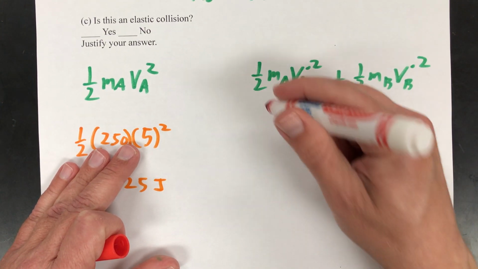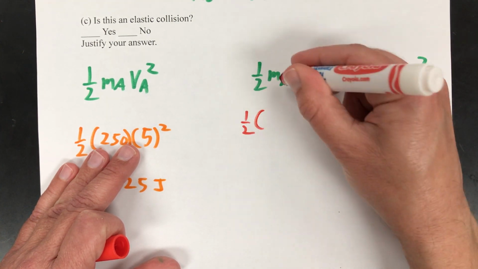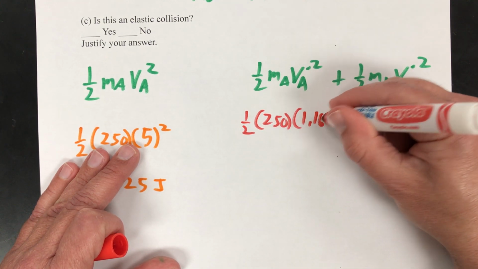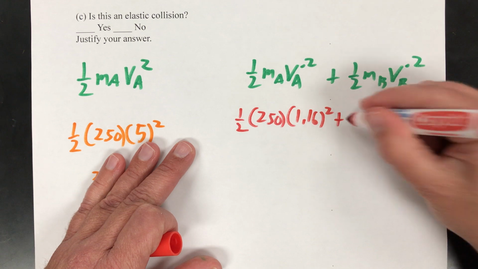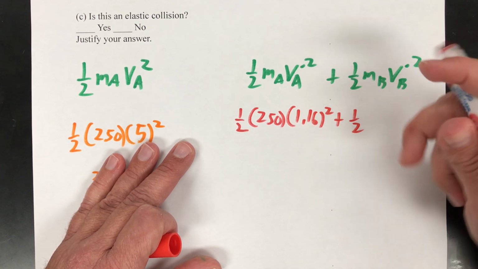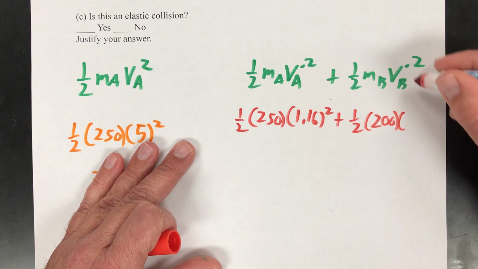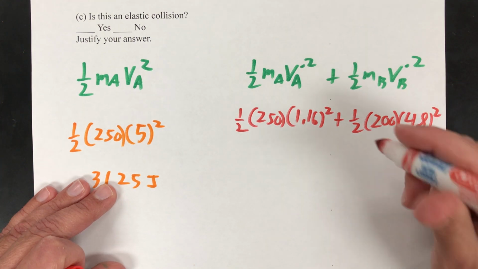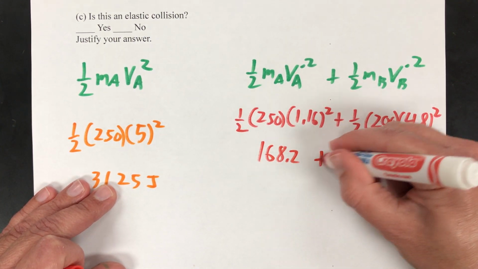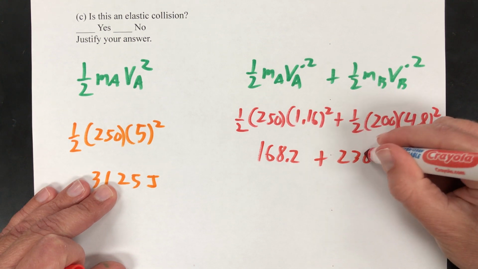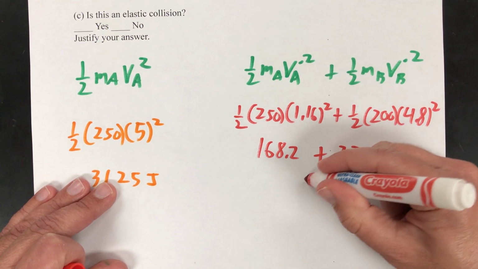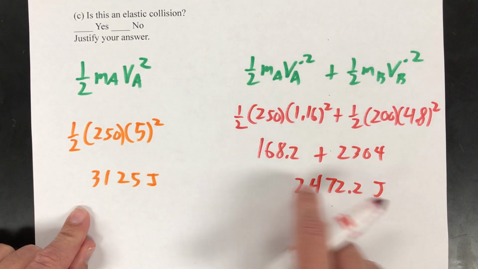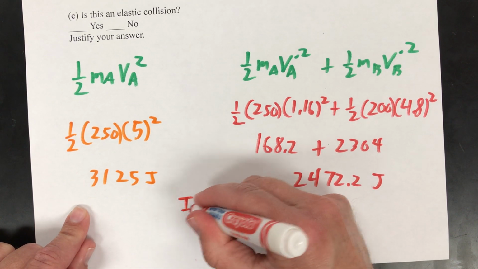Let's do the other side. What about afterwards? Let's plug everything in. 1/2 times the mass of A, which is 250, and the velocity of A afterwards is the 1.16 that we just solved for, so don't forget to square that. Then the kinetic energy of B is 1/2 times its mass of 200 times its velocity after the collision, 4.8, squared. If you work this out, you get 168.2 for this part and 2,304 for this part. When you add those together, you get 2,472.2 joules. So we can see that it lost energy, which means it is inelastic.